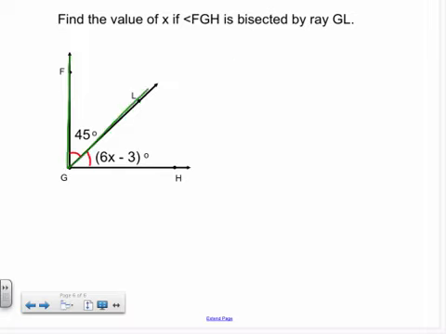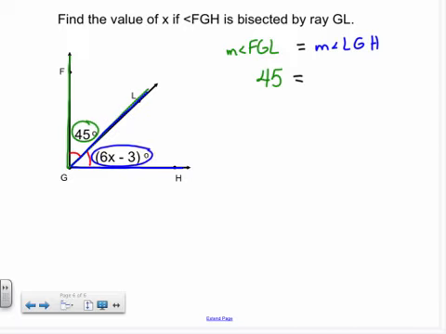And then if two angles are congruent, that means they're equal. So I know that the measure of angle FGL has to equal the measure of angle LGH. In my problem, it shows that the measure of angle FGL is 45 degrees and that the measure of angle LGH is 6x minus 3. So if I set those two expressions equal to each other, I can build myself an algebra problem to solve to get the right answer for this.